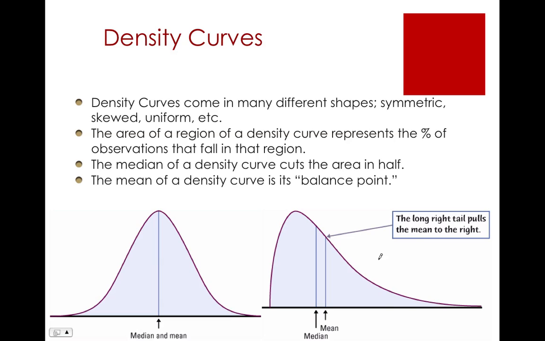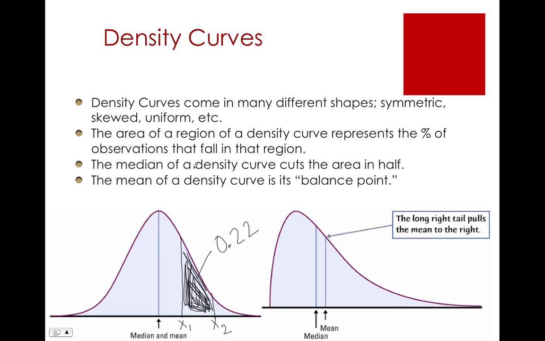The area of a region of a density curve represents the percent of observations that fall in that region. So for example, I'm looking at this approximately normal curve, and if I were to find the area of this section of curve right here, that would represent what percent of observations fell between this x value and this x value. So let's say the area underneath here looks like about 0.22. That means 22% of observations fell between this number and this number.